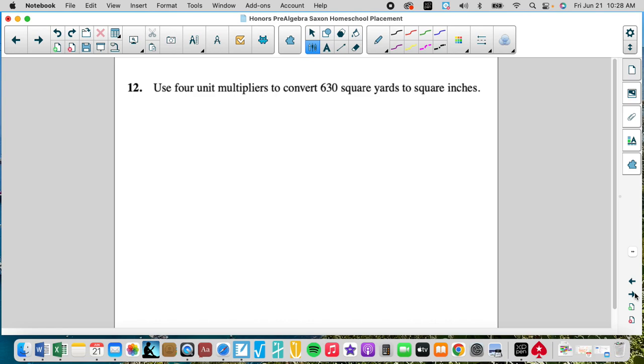Use 4 unit multipliers to convert 630 square yards to square inches. Now this is a trick question. You're not just doing yards to inches because it's squared, so it's 2 dimensions. So when you convert in 2 dimensions, you have to convert both the length and the width. So when you have 630 square yards and you're going to convert it into inches, first of all, we got to go from square yards to square feet.